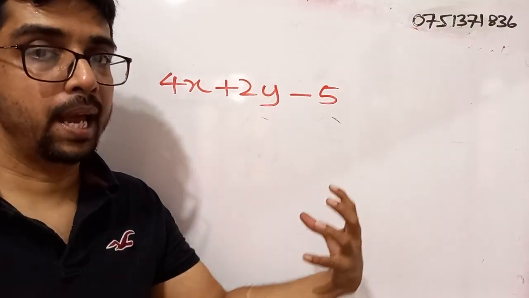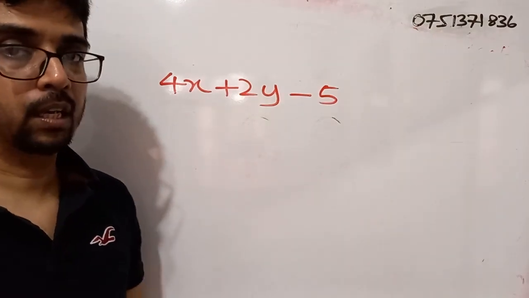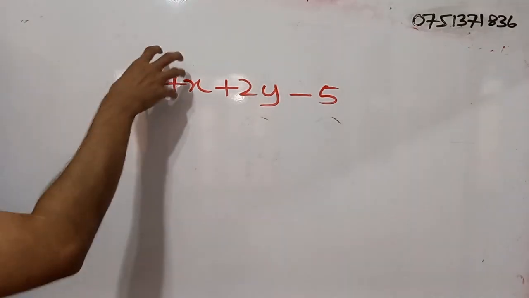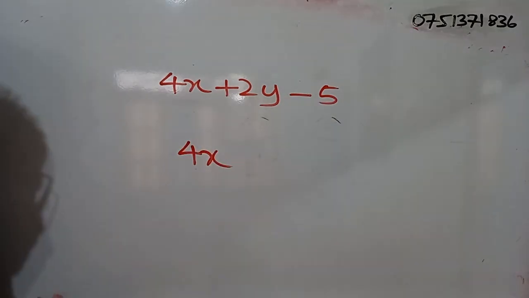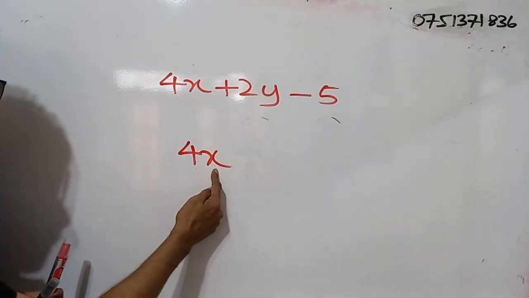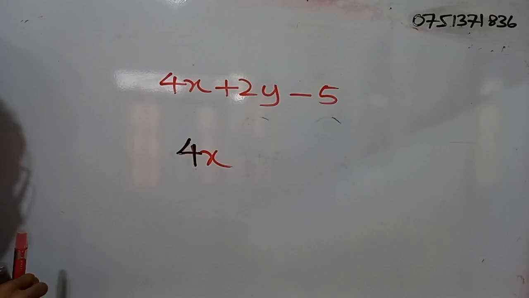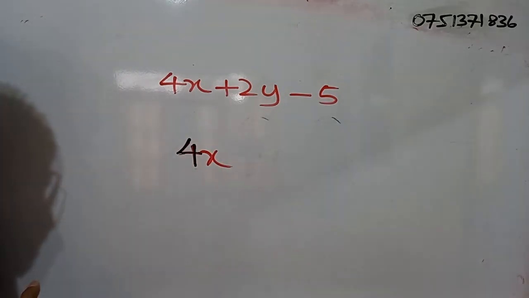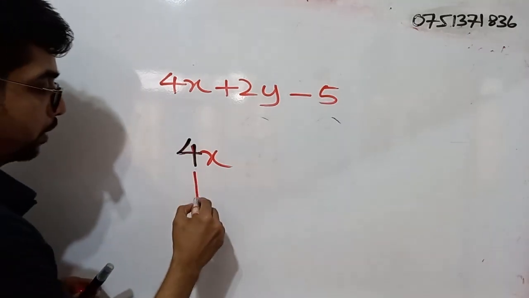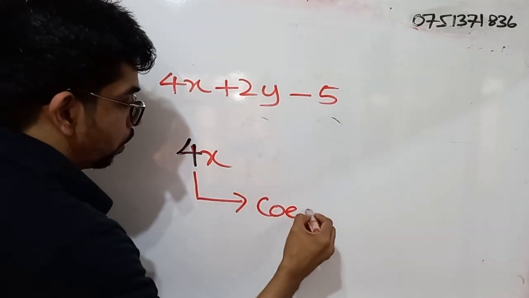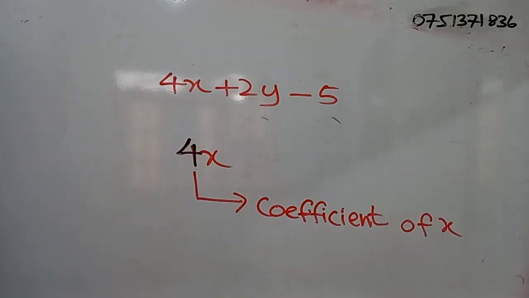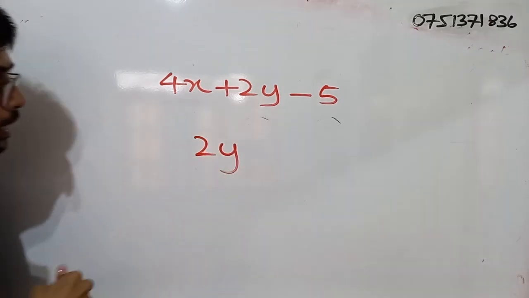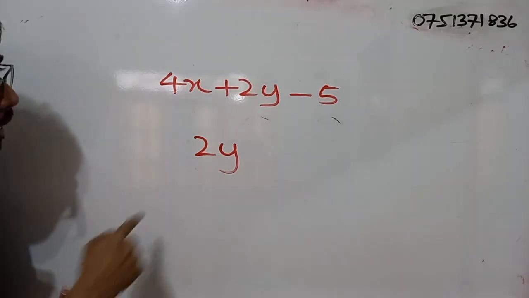Now we need to understand what is meant by the coefficient. Coefficient, right? So I'm going to take the first term, which is what? 4x, right? So in front of the letter, we have the number 4, right? So that is the coefficient of x. Coefficient of x.